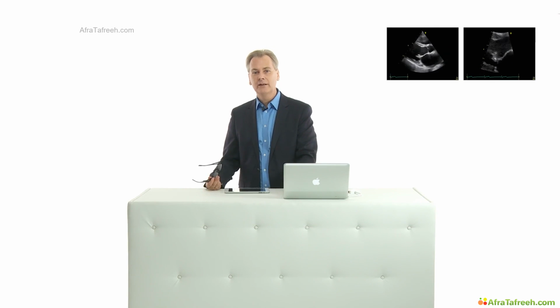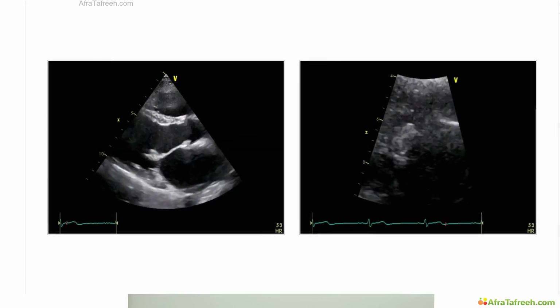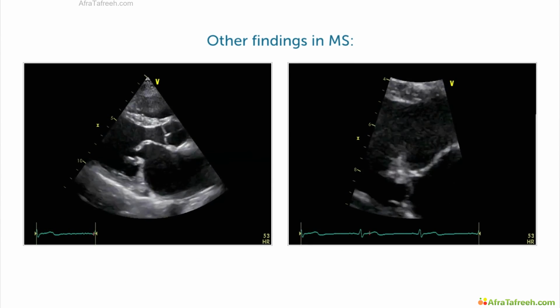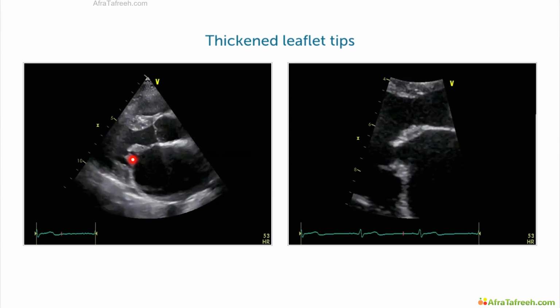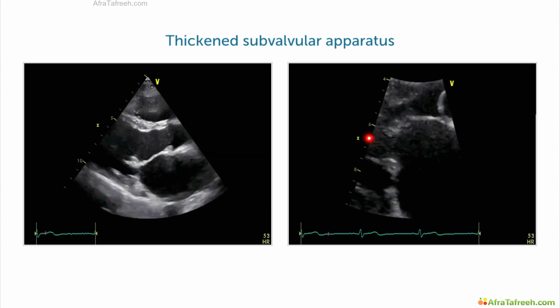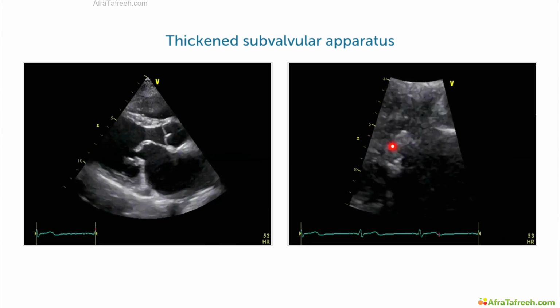The degree of doming can vary greatly depending on how pliable the leaflets are. And in addition to the presence of doming, we frequently see other findings, such as thickened leaflet tips, right here, and a thickened subvalvular apparatus, the chordae.